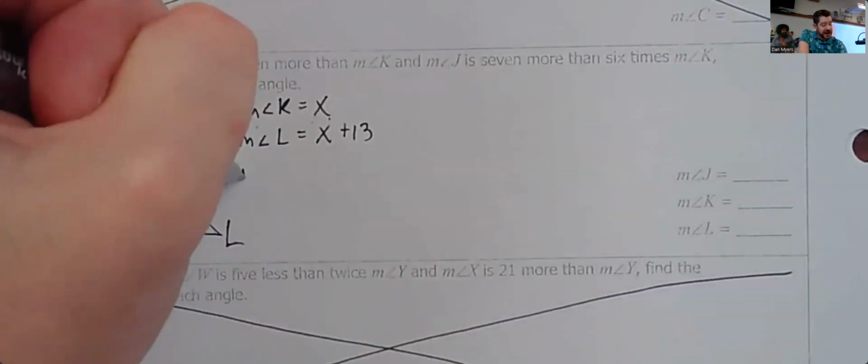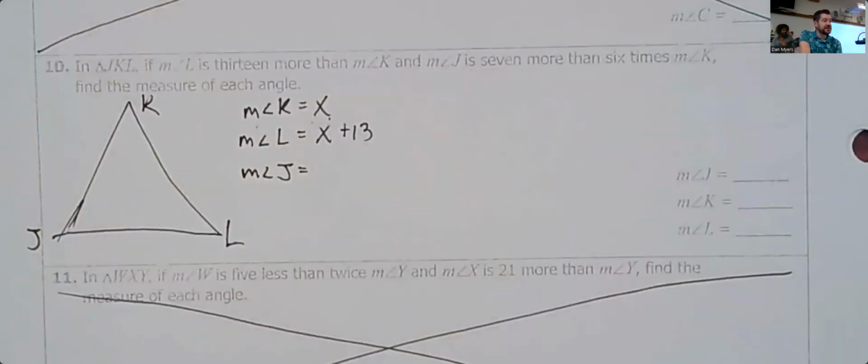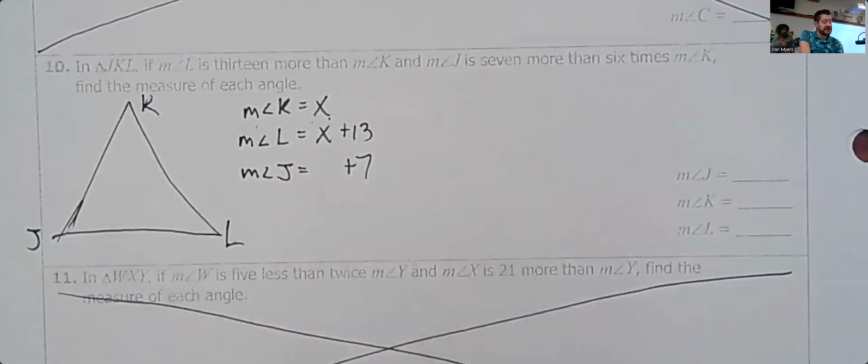The measure of angle J is 7 more than 6 times the measure of angle K. So 7 more than means something plus 7. And the thing that comes first is 6 times the measure of angle K. Measure of angle K is X, so that would be 6 times X or 6X.